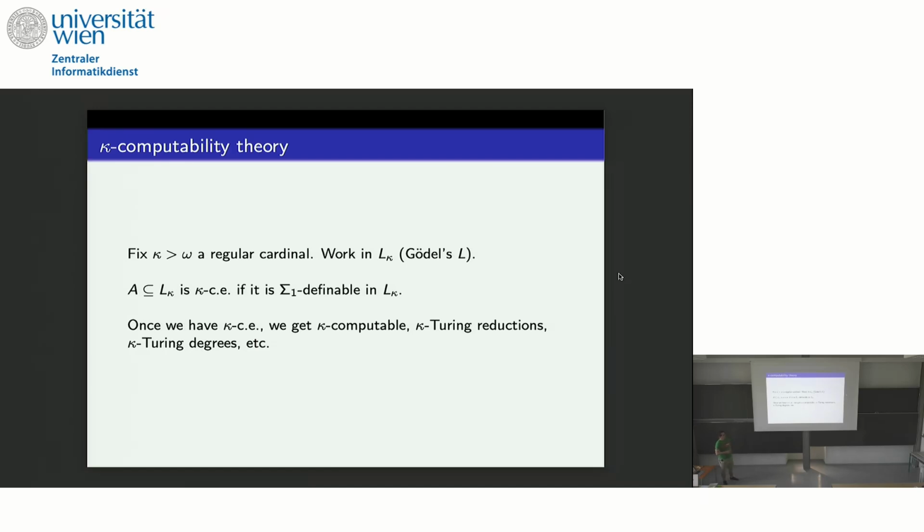So we're working in L kappa. A subset of L kappa is going to be kappa CE if it's sigma 1 definable in L kappa. And once I know what CE means, I know what computable means. It's computable if both you and your complement are CE. I know what Turing reductions are because I have a CE set of axioms. Turing reductions get me Turing degrees. I get the usual theory.